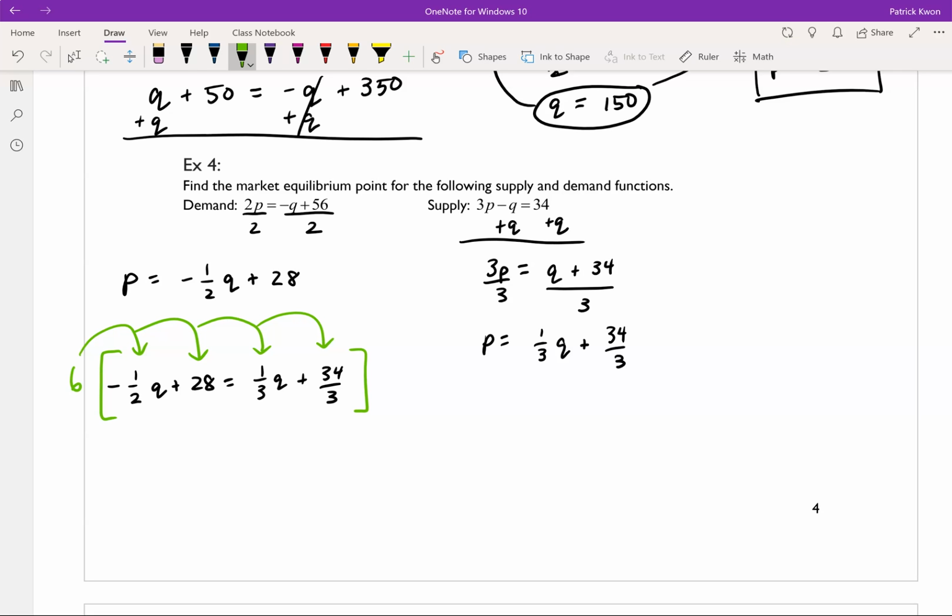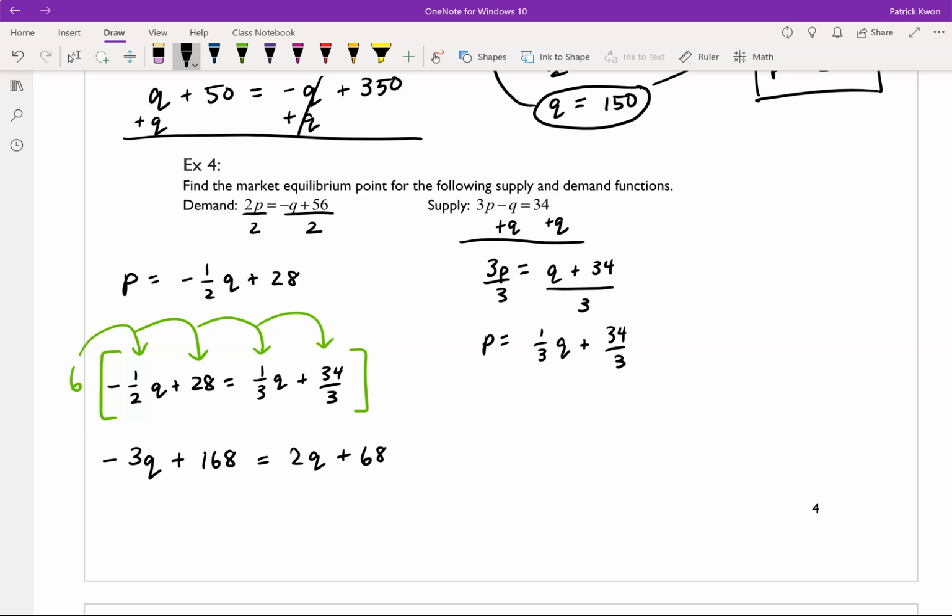If you notice, all of the fraction denominators are either 2 or 3, and so 6 is the least common multiple of both of those numbers. And if you don't know what a least common multiple is, maybe you can do some research on YouTube or something and find out. For now, I'm going to go ahead and simplify this equation. So if I multiply every term by 6, then I will get negative 3Q plus, let's see, 28 times 6 is 168. And that's equal to 2Q plus 34 times 2 is 68.